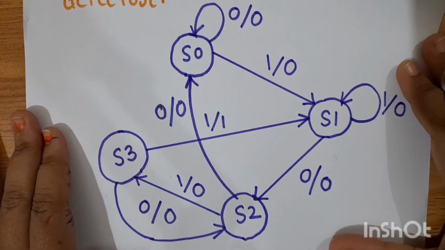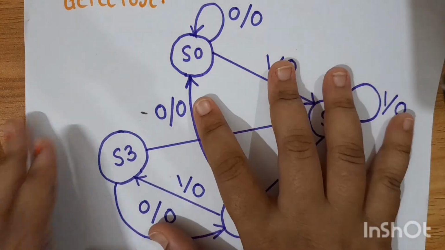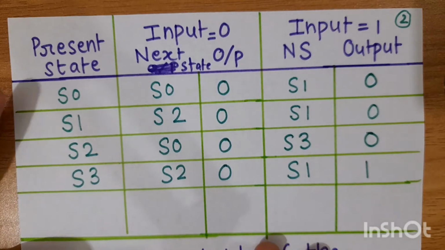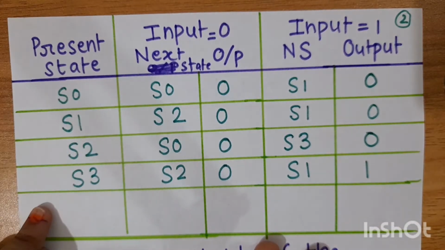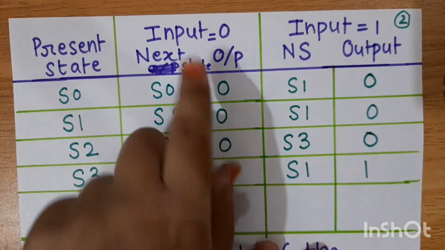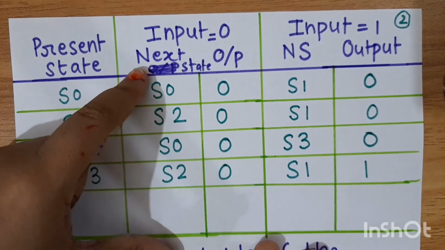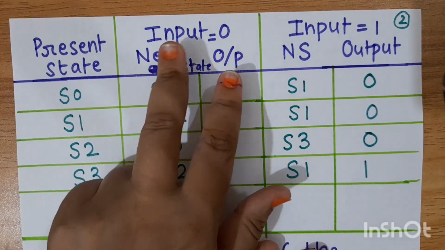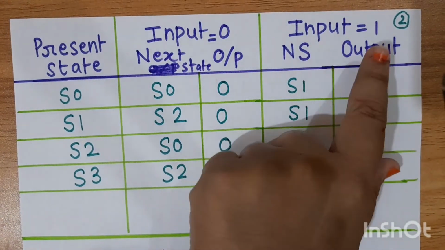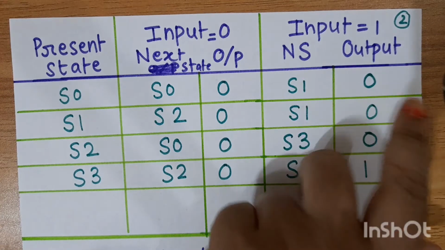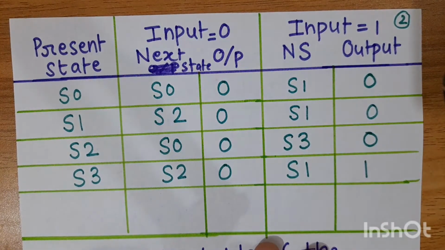Now we will look at the state table. Here is the state table. Here one column is for the present state. In the next column you see input is 0. For input 0, I am finding the next state and output. So 2 columns. When the input is 1, next state and output, 2 columns. This is what I am going to find.